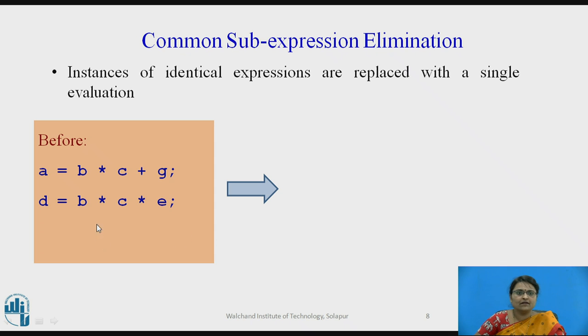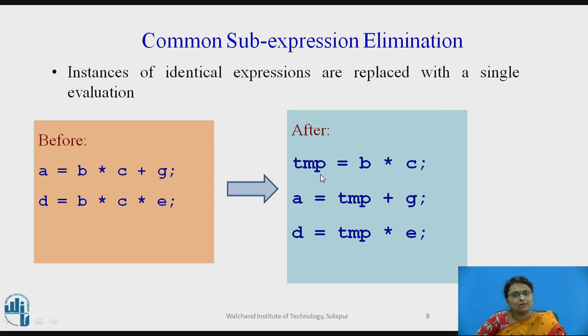Let us see an example here. The example is A equal to B multiplied by C plus G, some calculation is there. And another statement is B multiplied by C multiplied by E, another calculation. Now, in this one, you can see that B multiplied by C and B multiplied by C are both the same expressions. And in between these, there is not any statement which is changing the value of B or the value of C.